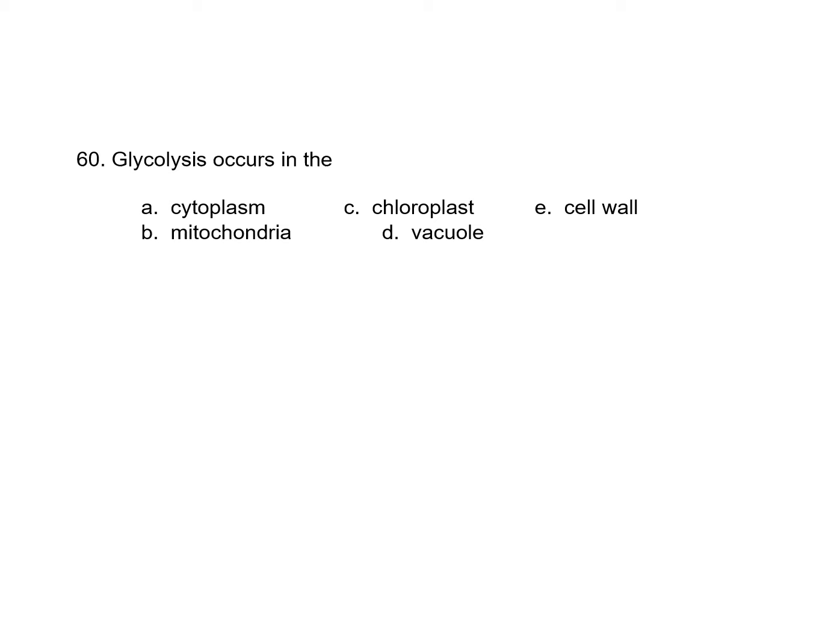Number 60. Glycolysis occurs in the A, cytoplasm, B, mitochondria, C, chloroplast, D, vacuole, E, cell wall. The answer is cytoplasm.